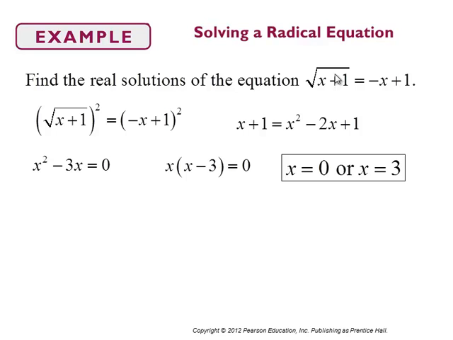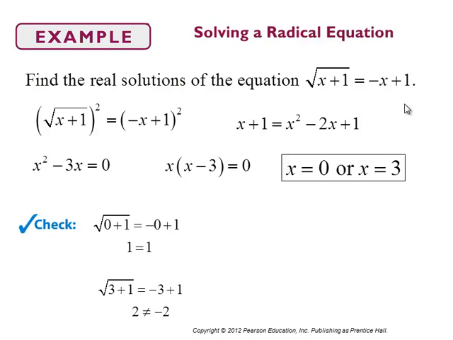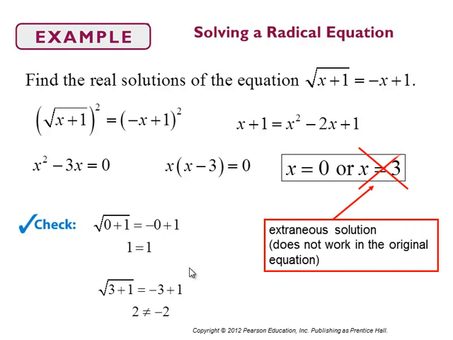And now, when you get to this point where you come up with numbers that are potential solutions, you're going to want to check. Plug in 0 for x into the original equation up here, and you see that the equation checks out. But when you plug in 3 for x, you end up with the square root of 3 plus 1 is 2. And on the right-hand side, negative 3 plus 1 is negative 2, so the equation isn't true. So that one is not going to be a solution. So 3 is what we call an extraneous solution.